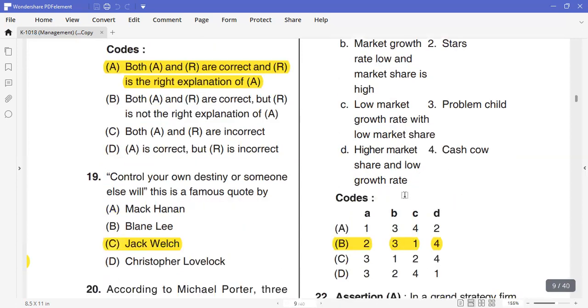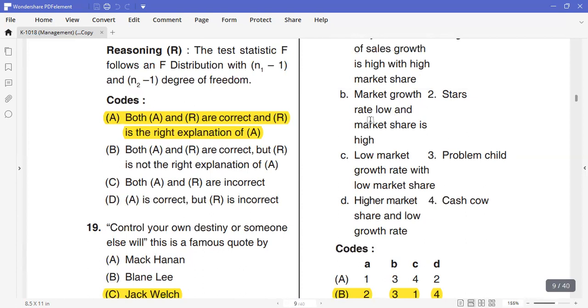Then next for B it is 3. So what is B? Market growth rate low and market share is high. So for that the correct option is 3, problem child. That means the market growth is low, market share is very high. That means there is something wrong with the company. So therefore it is called as the problem child.